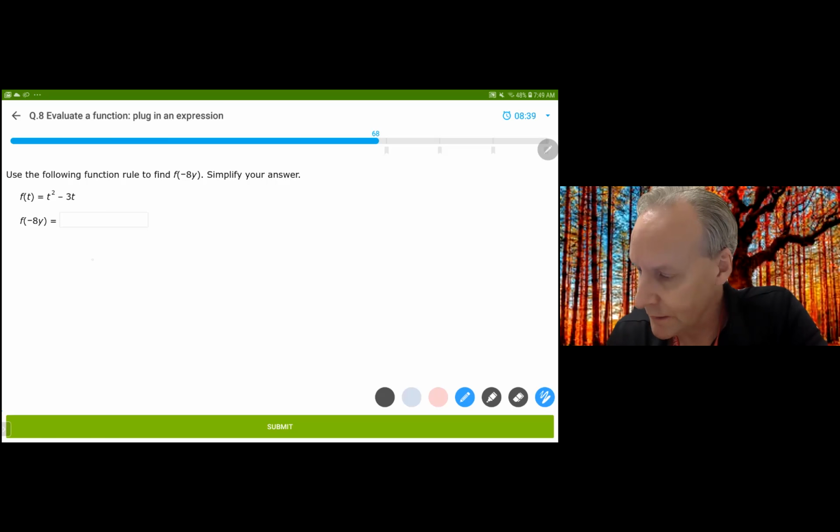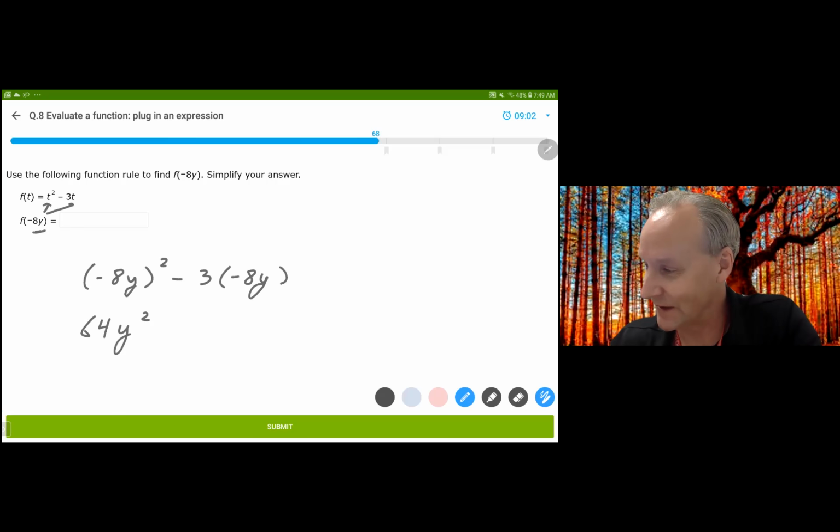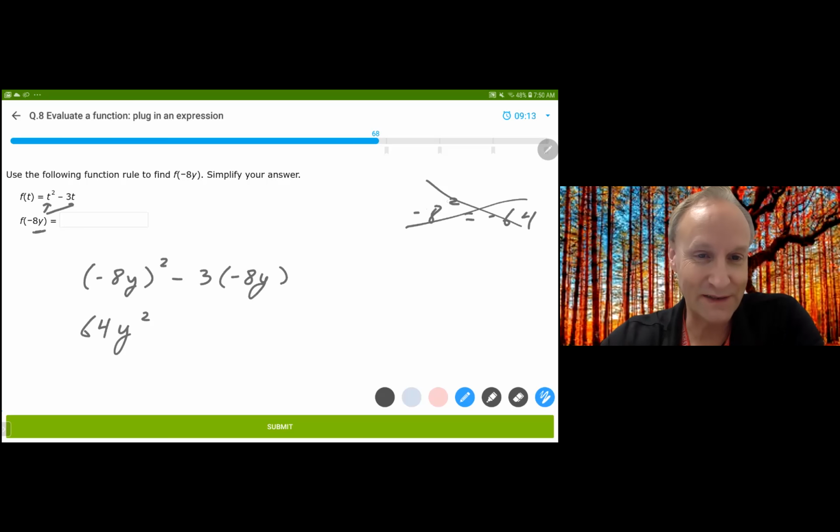We have a negative 8y. Looks like they like that negative 8 for some reason. But notice that I have it in two different places. You need to substitute the negative 8y for t here and here. So make sure you put it in both places. This is going to be 64y squared. People who grab their calculator and put this in their calculator are going to get negative 64, which is not the same as what's there because that negative 8 is inside parentheses. So be careful. Calculators aren't always right, especially if you put the wrong question in.